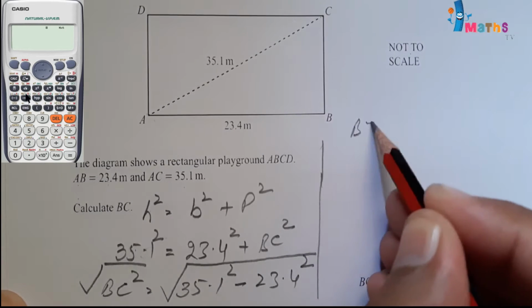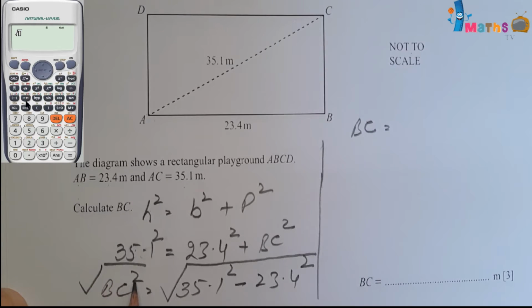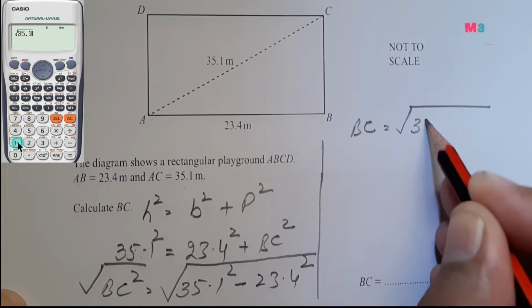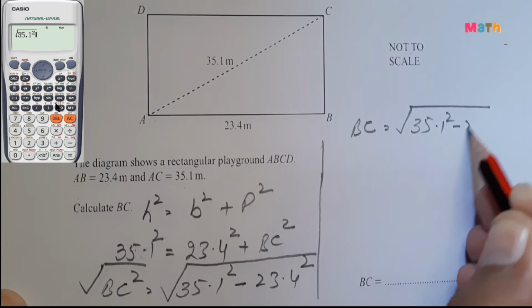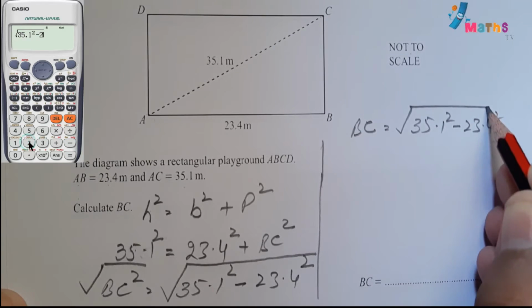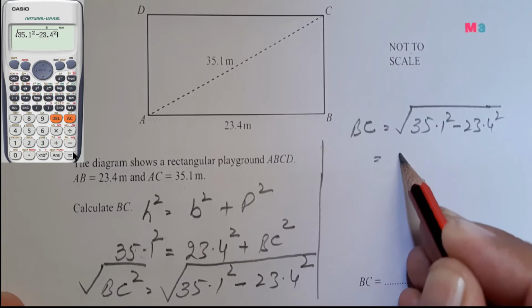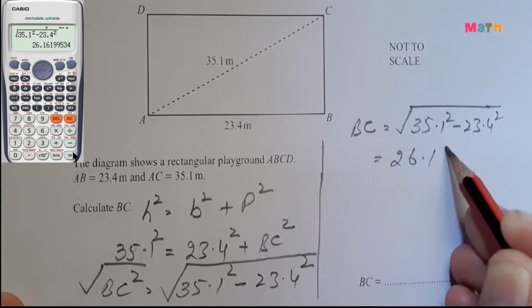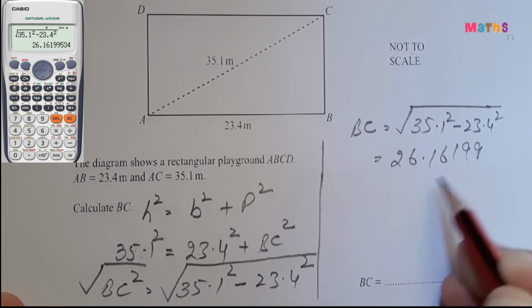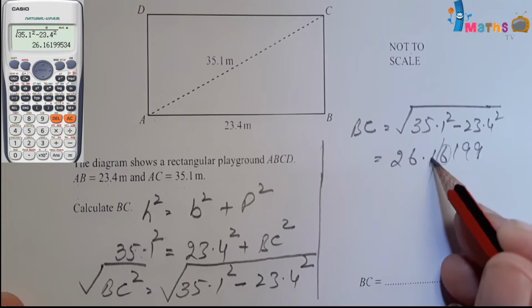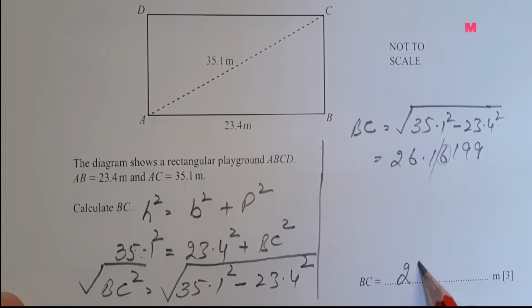Now the square root and square will cancel, so BC is equal to under root 35.1 square minus 23.4 square. We will solve this with calculator, and answer we will get 26.16199. So we need up to 3 significant figures, and this number is 6, so we'll increase. So our answer will be 26.2 meters.